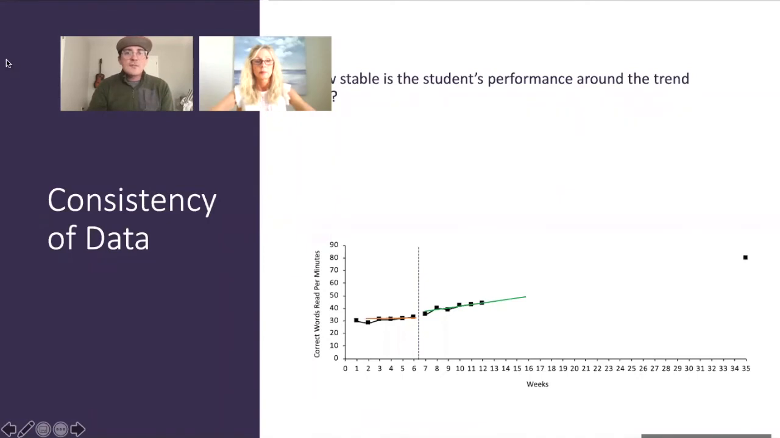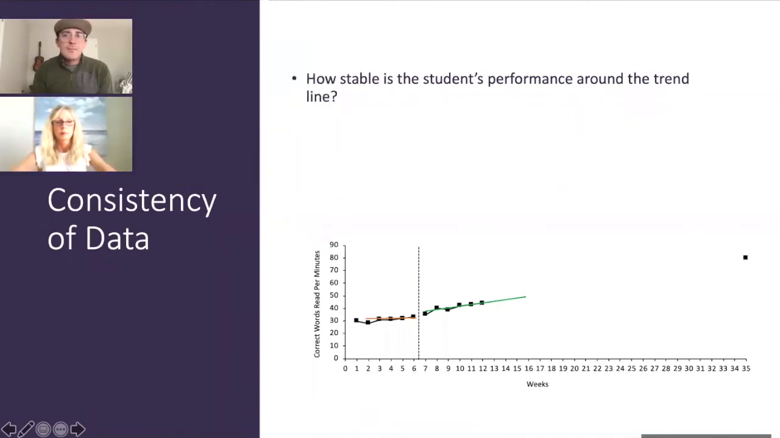The last thing that's important to consider is how stable the student's performance is, or how consistent it is. And when we ask that question, we basically can draw trend lines and look at how closely the data points are nested around that trend line. If the data points are very spread out, that could tell us a couple things. Either the student is just showing you variable performance, which is not good, right? We want students to be able to exhibit the same performance or skill level on any given day.